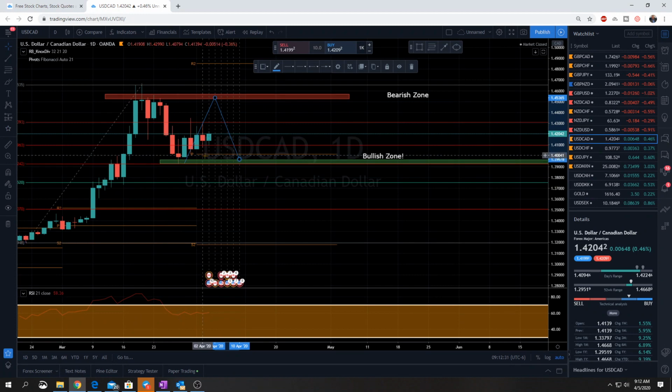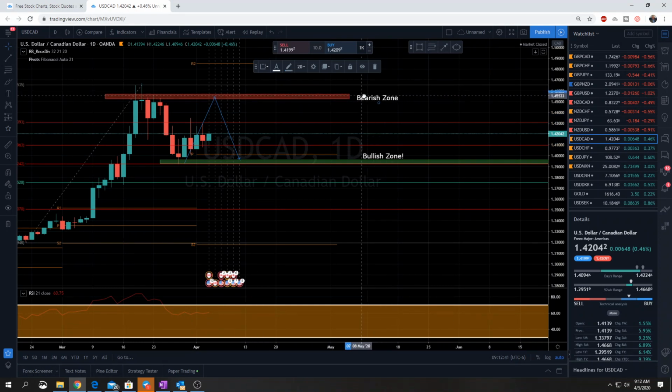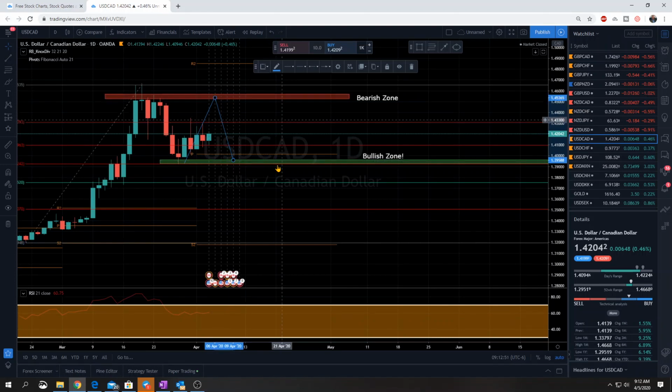So here's the pivot. Might get a pushback all the way up to here. I would love that, because I'd be a definite seller from up here. It's kind of in no man's land for me now. If we come back down to our bullish zone, I'll be looking for buys. Like I said, I think we're going to range here until we get a solid breakout.